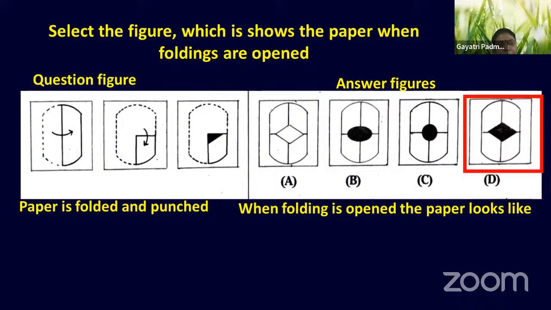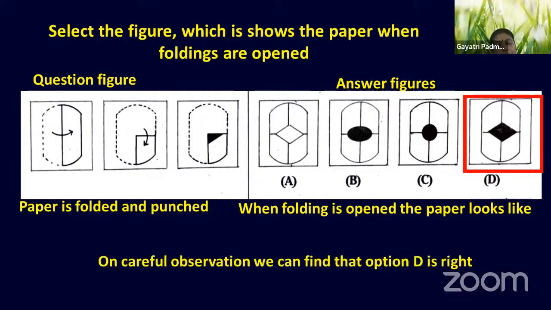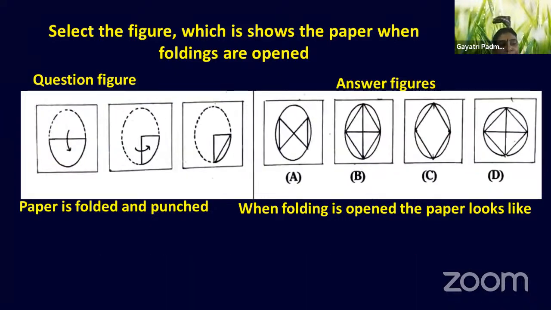Yes. So it should be D because the way it is being punched, it is neither a circle nor an oval, isn't it? So it should be a parallelogram, right? So that is why option D is the correct answer. So on careful observation, we can find that option D is right. All right, with this, let's move on to the next question.